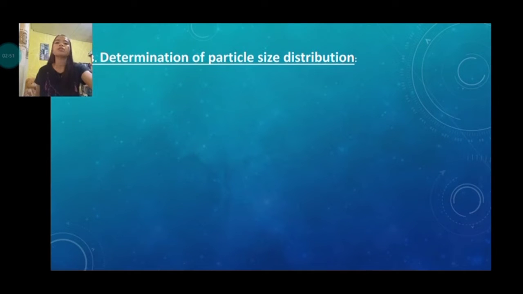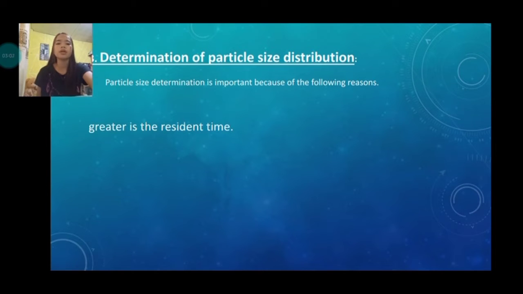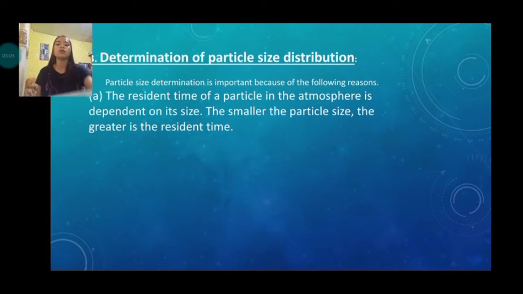For number 3 is determination of particle size distribution. Particle size determination is important because of the following reasons. First, the residence time of a particle in the atmosphere is dependent on its size. The smaller the particle size, the greater is the residence time. So the size of a particle determines how long it stays in the atmosphere.